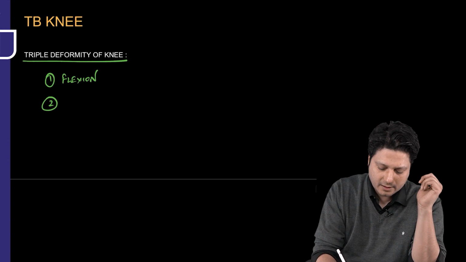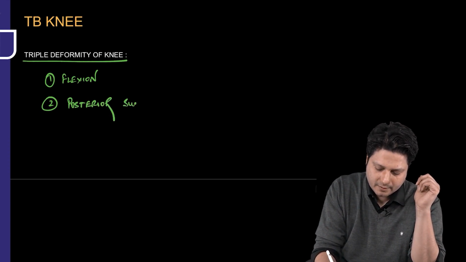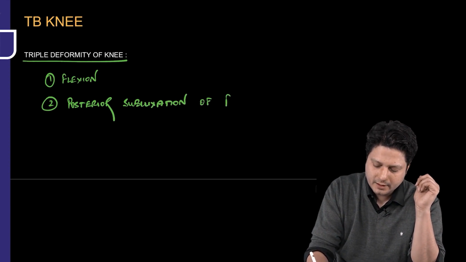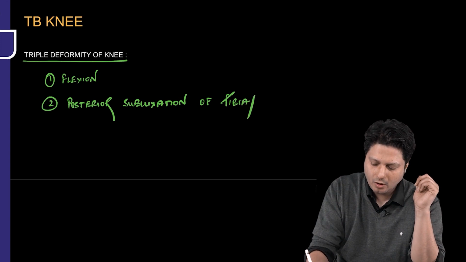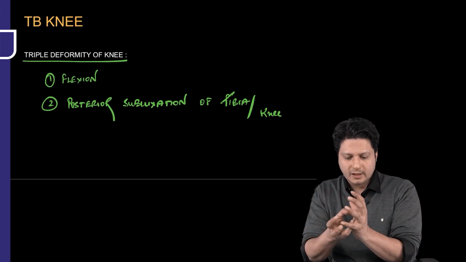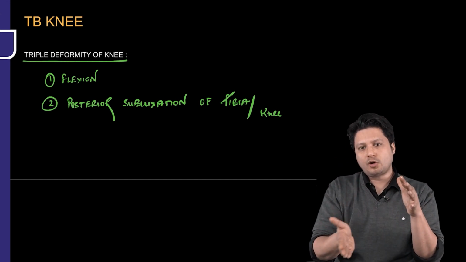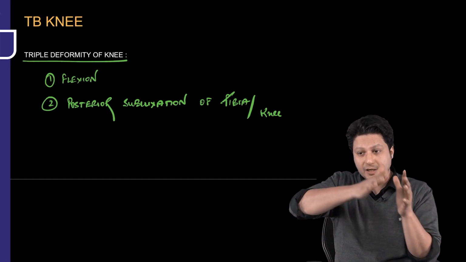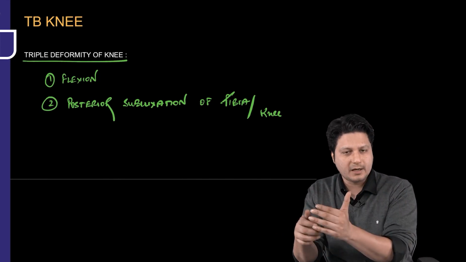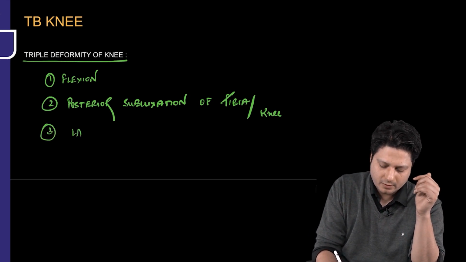Second, there will be posterior subluxation of tibia or the knee, simple, because it is the distal part or the distal fragment which is in whatever direction it is dislocated or subluxated. The direction of the joint is dictated in that way. Alright. So, posterior subluxation of tibia or posterior subluxation of the knee joint itself. And finally, the lateral rotation of the tibia.